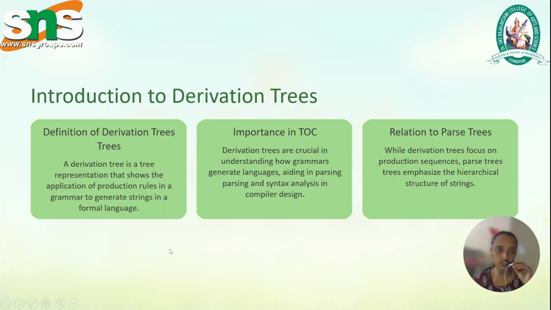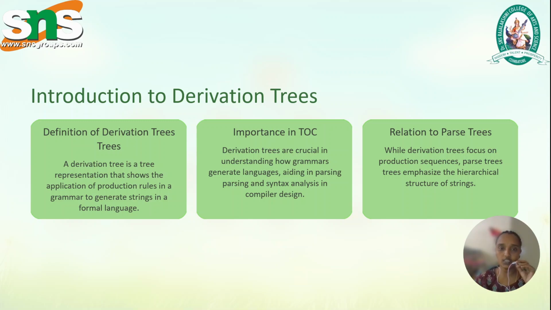The next one, introduction to the derivation tree. A derivation tree is a tree representation that shows the application of production rules in a grammar to generate a string in the formal language.